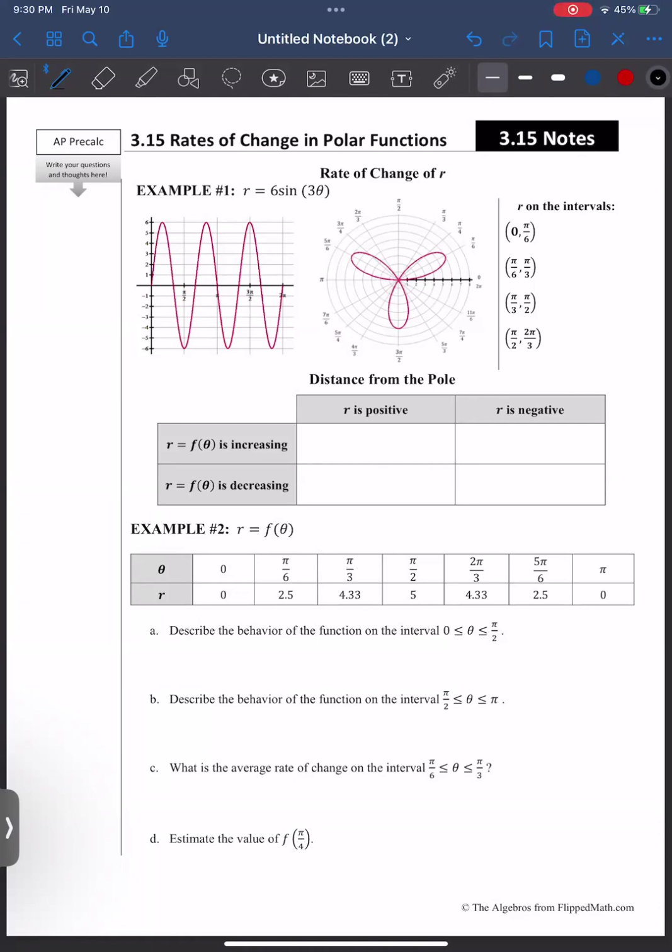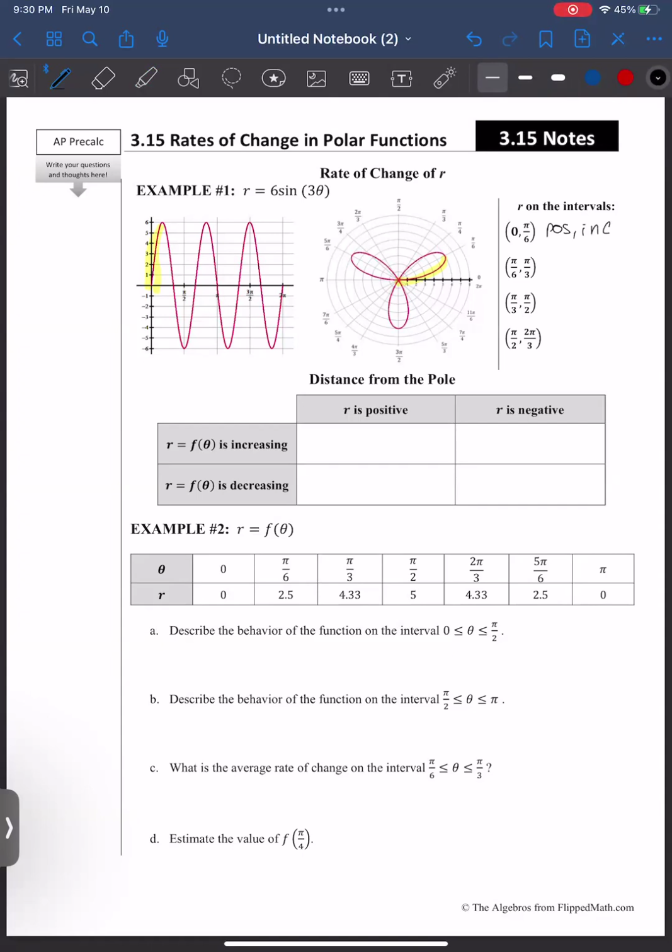First, we have a different set of intervals where I'm going to figure out whether they're positive and increasing. In the first one, I have from 0 to pi over 6, which is going to be this little section right here. From 0 to pi over 6, I am positive and I am increasing.